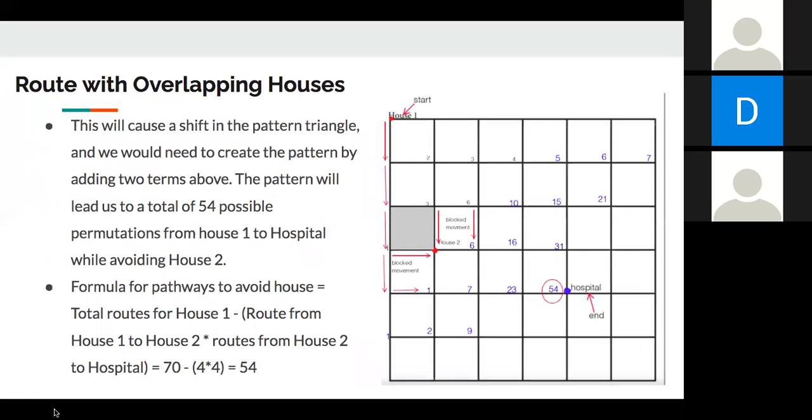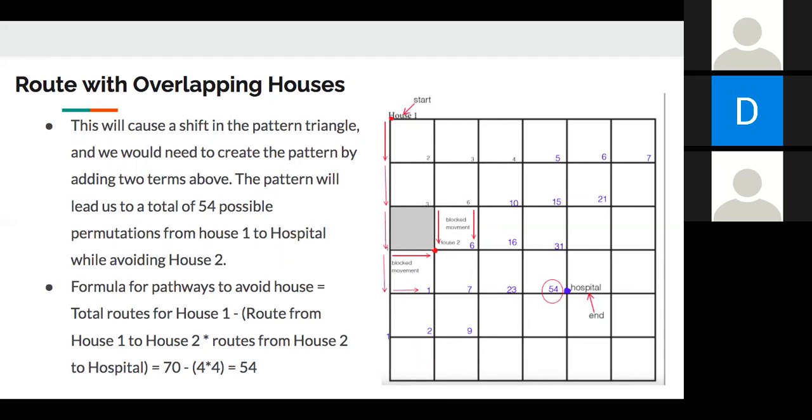This will cause a shift in pattern of triangle, and we would need to create a pattern by adding 2 terms above it. The pattern will lead us to a total of 54 possible permutations from house 1 to hospital while avoiding house 2.